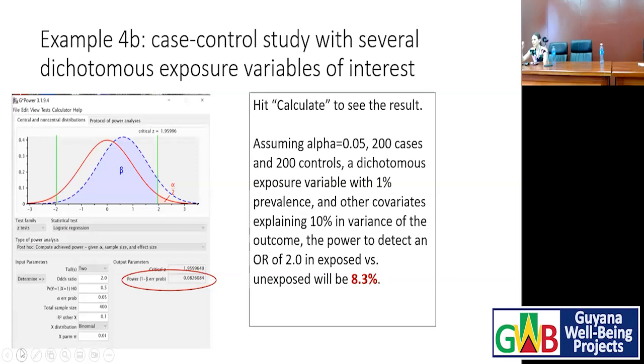Okay, so here we can calculate and we see the results. So assuming our alpha equals 0.05, the 200 cases and controls and our dichotomous exposure variable with a 1% prevalence, with those other covariates explaining 10% of the variance in the outcome, our power to detect an odds ratio of 2.0 in the exposed versus the unexposed here is going to be 8.3%. Okay, so that's not too encouraging.